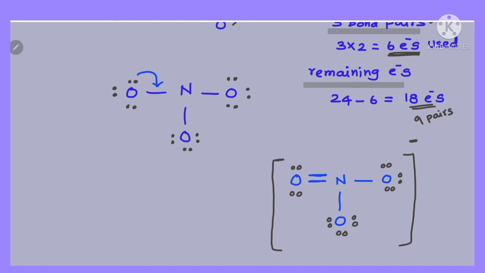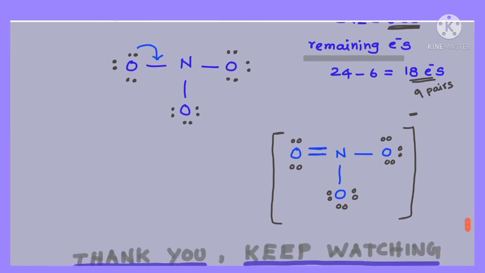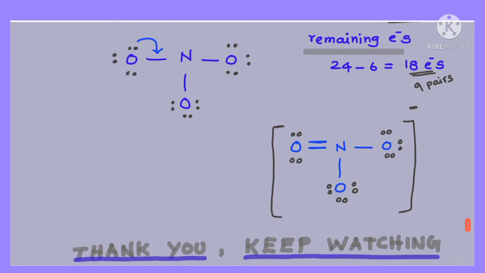Finally I check the octet configuration. All the 3 oxygens are fulfilling the octet configuration, because each oxygen has 3 lone pairs and 1 bond pair. 8 electrons are surrounding each oxygen, but nitrogen is surrounded by 3 single bonds, which means it has only 6 electrons. It is short of 1 pair. As usual, according to the rule, I move 1 lone pair of a terminal oxygen between oxygen and nitrogen. I move the lone pair from the left side oxygen, so it forms a new bond. So finally I get this structure.